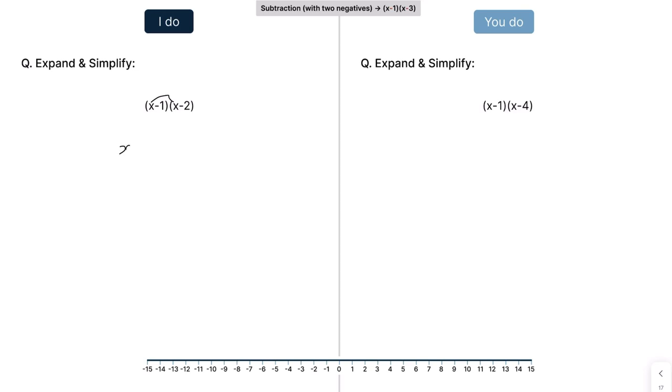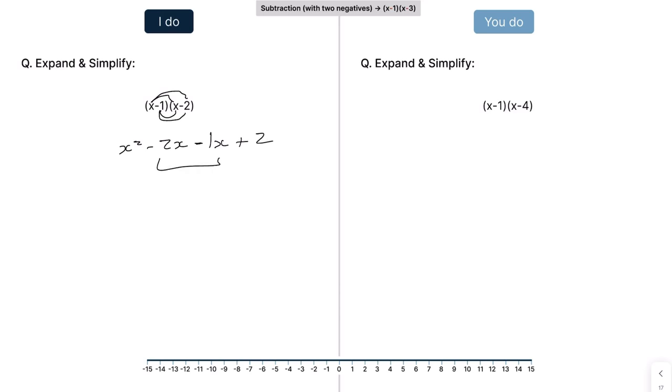X times x gives me x squared. X times minus 2x gives me minus 2x. Minus 1 times x gives me minus 1x. And this is where you have to be careful. We are doing minus 1 times minus 2. When you times two negatives together, it becomes a positive. So that's going to be a positive 2.